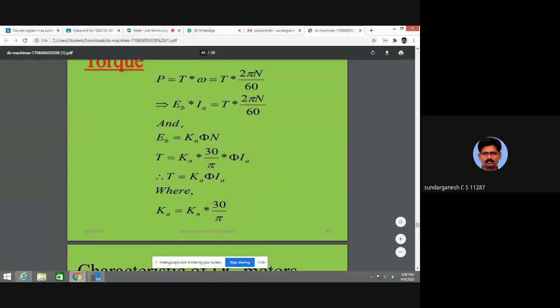Okay, so Kn is already a constant, 30 is a constant, pi is a constant. So we are removing these terms and putting a single constant Ka. T equal to Ka pi Ia. So torque is directly proportional to the flux. Torque is directly proportional to the armature current.